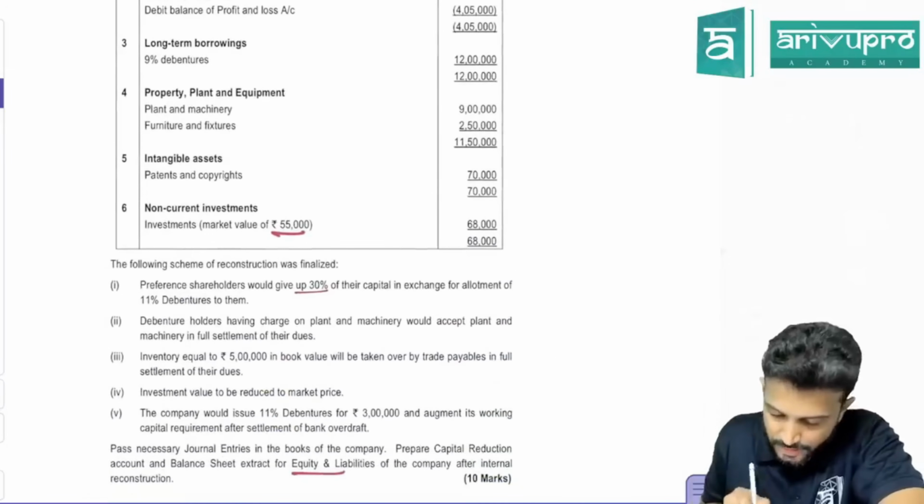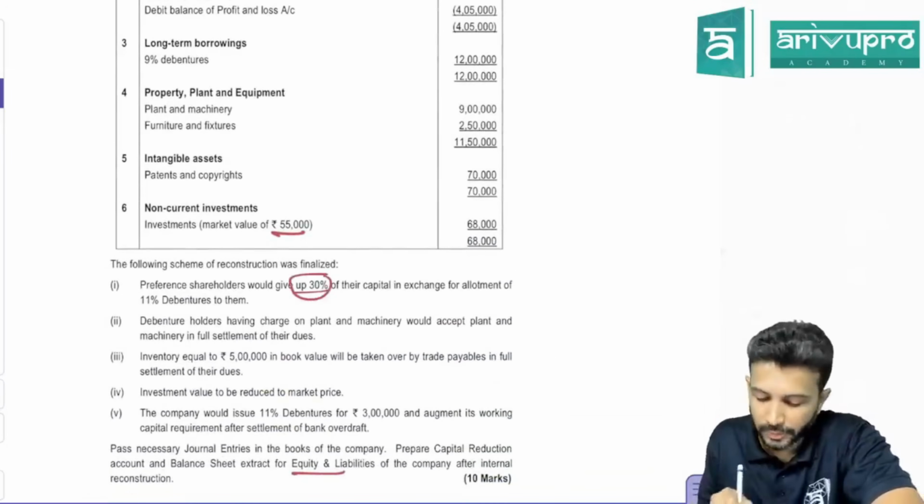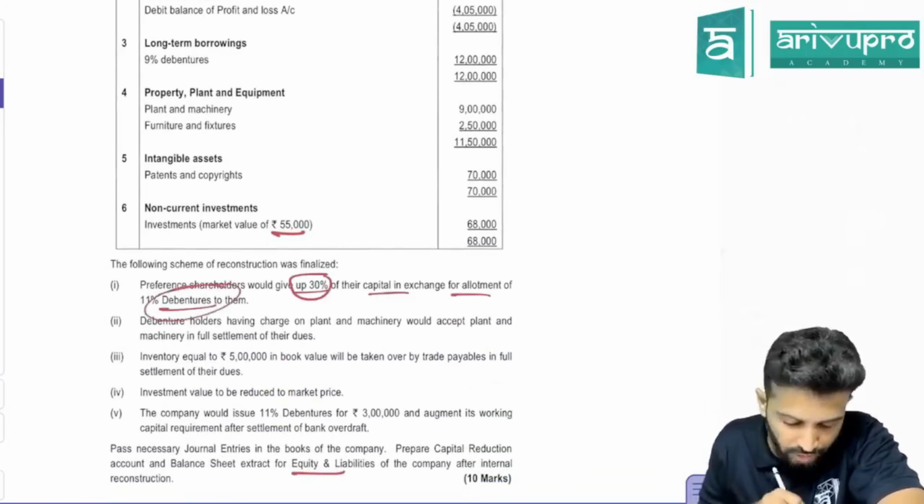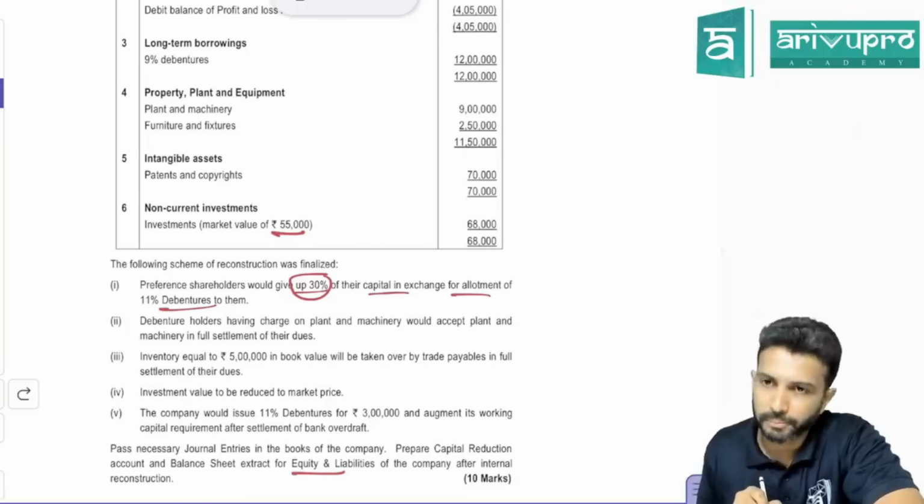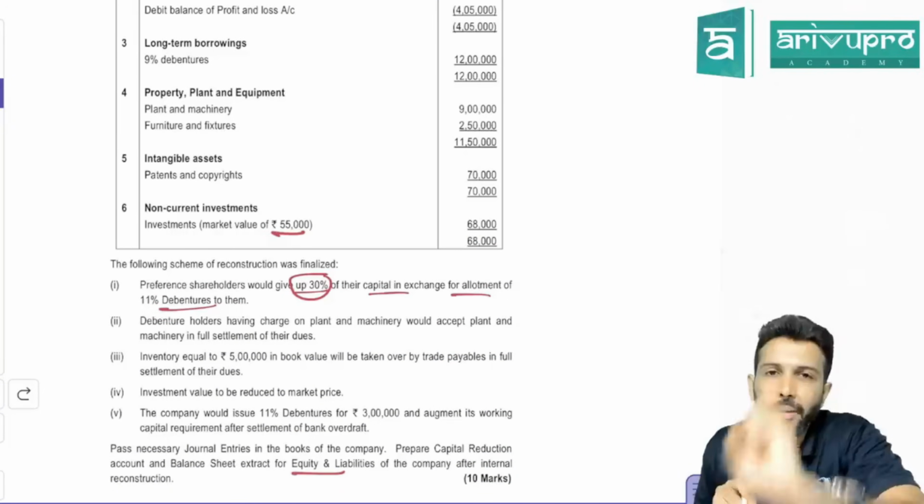Okay, directly come into adjustments. Preference shareholders will give up 30% of their capital in exchange for allotment of 11% debentures to them. So how much are they giving up?